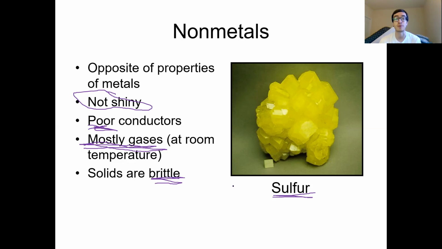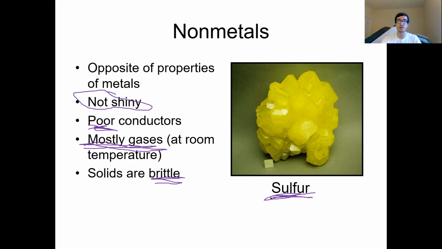So a lot of the opposite properties of metals. They're not solids, they're gases for the most part. They are not shiny, they're very dull. The solids, we can't really bend or stretch them, they just sort of break and shatter. They tend to be gases at room temperatures, not solid. And they are poor conductors. You cannot get sulfur to transfer heat and electricity very well. So those are our metals and our nonmetals, kind of two different sides of our periodic table.